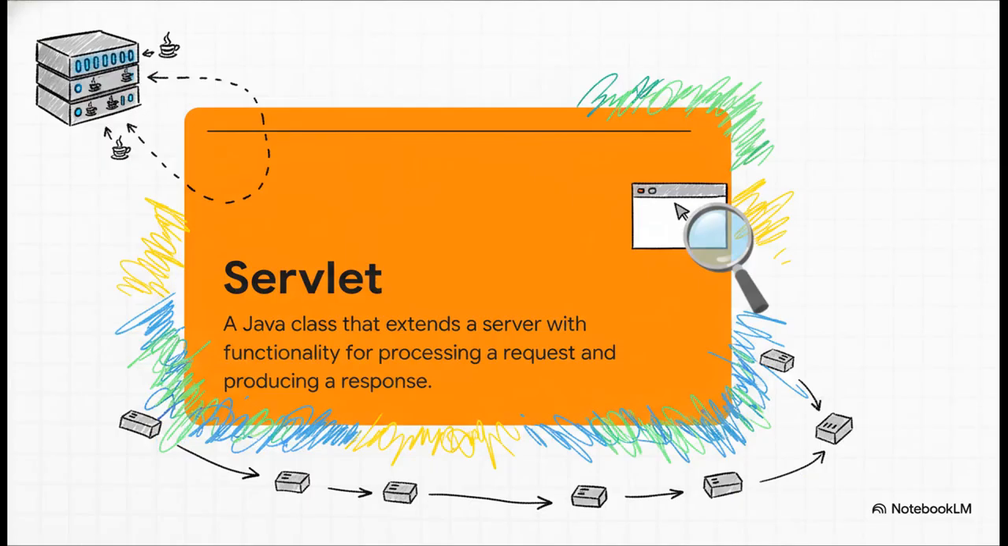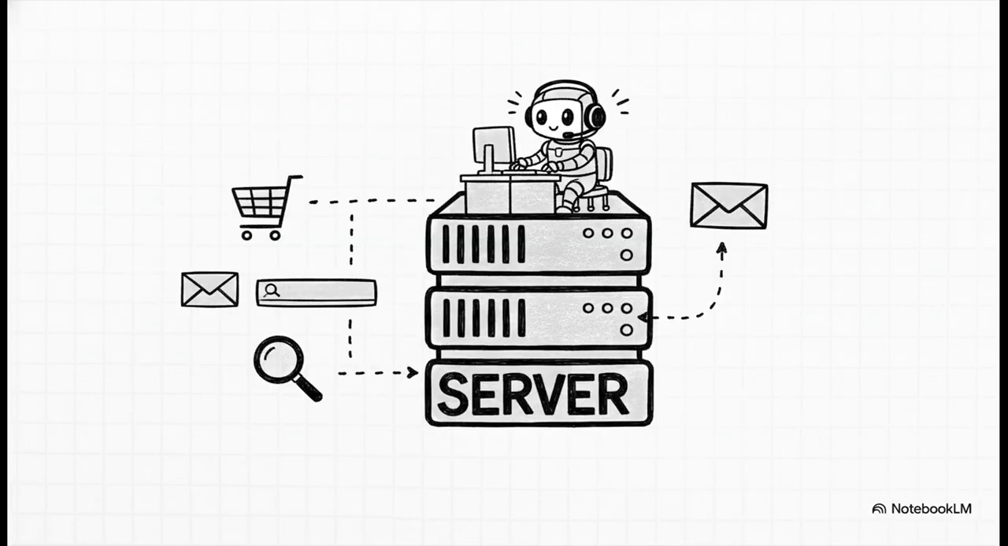Okay, so there's the official definition. It's a Java program, and its whole purpose in life is to live on a server and handle web traffic. It basically extends what the server can do all on its own. Think of it like a specialist who's always on call. When a certain type of request comes in, the web server knows exactly who to pass it to.